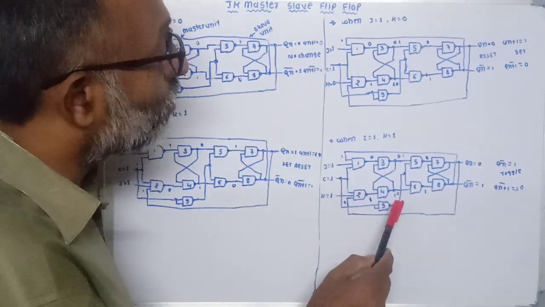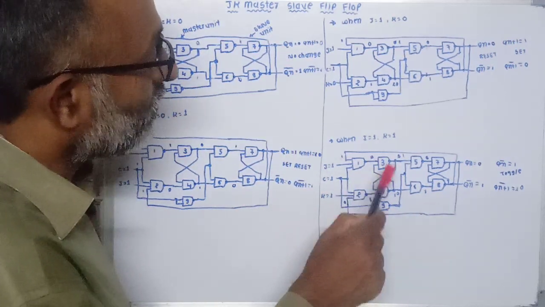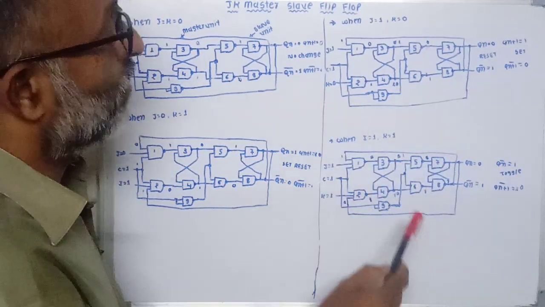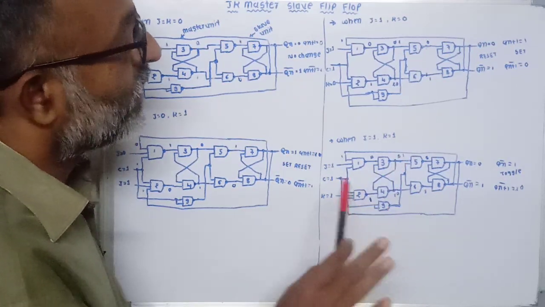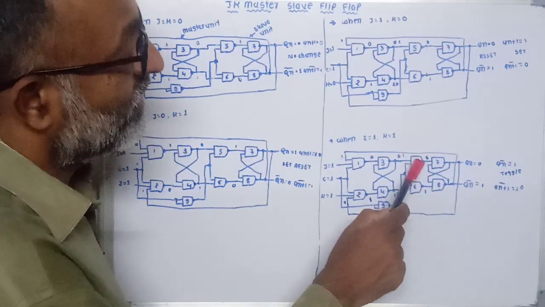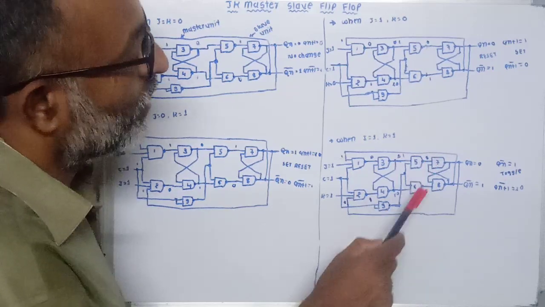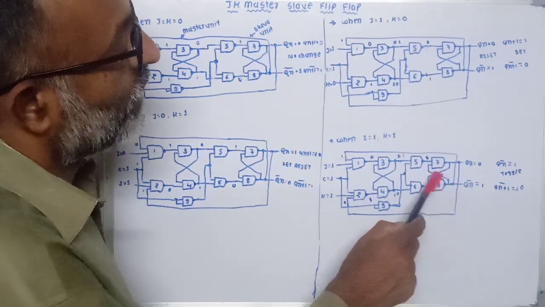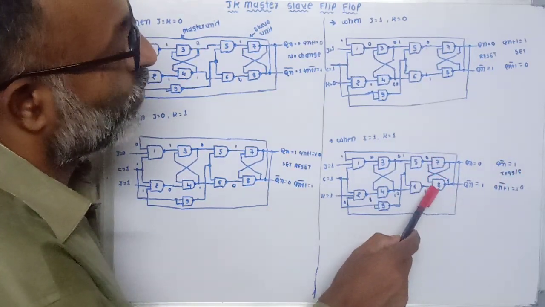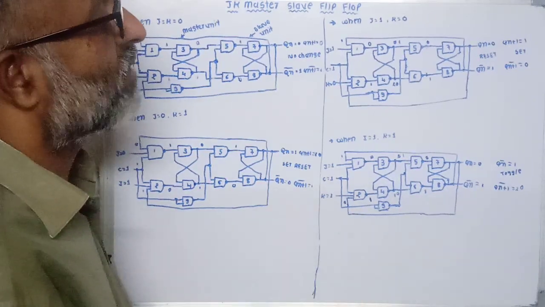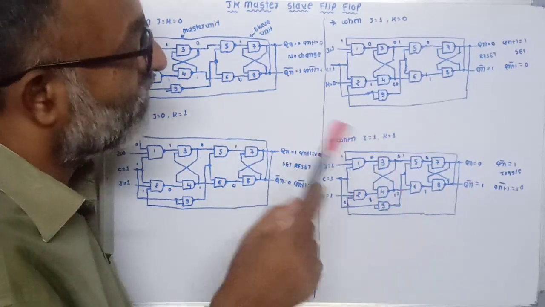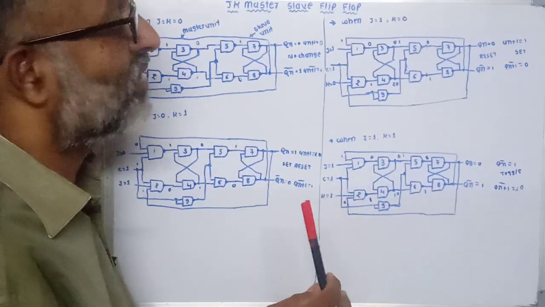Now when the clock signal goes to 0 level, at that time this master unit is disabled and the slave unit is enabled. So whatever the output of this master unit is the input of this slave unit. Here the output of NAND gate number 5 becomes 0 and 6 becomes 1. So here 1 plus 0, 0, 1. Here 1 plus 1 into 1, 1, 0. So in this case your flip-flop moves from reset condition to set condition, or you can say that it toggles.